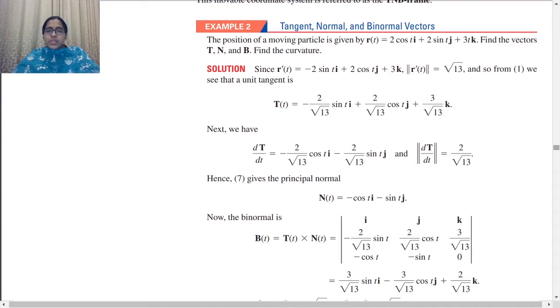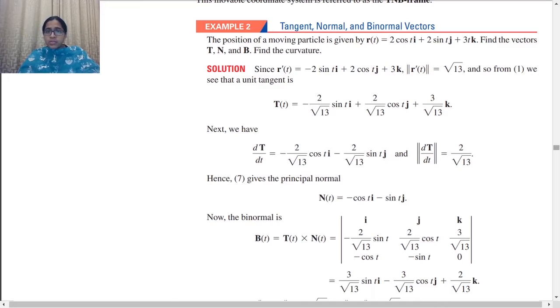So the unit tangent will be r dash of t divided by magnitude of r dash of t, that is minus 2 sin t i plus 2 cos t j plus 3k, whole divided by root 13. We get that equal to minus 2 by root 13 sin t i plus 2 by root 13 cos t j plus 3 by root 13 k. So we found capital T.